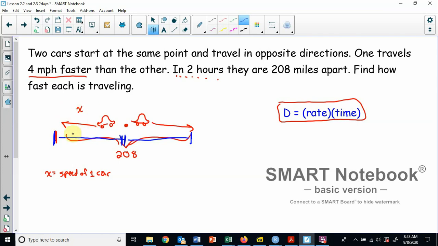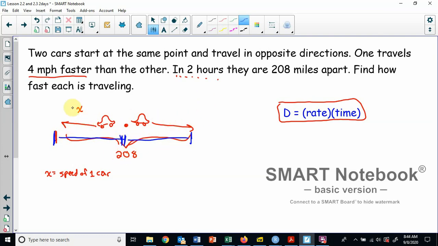So if I could get a rate and a time for this person, that would be their distance, and add it to the rate and the time for this person, that would be their distance, then I could have an equation to relate everything. Okay? So I know that these two distances add up to 208. From a picture, hopefully that makes sense.